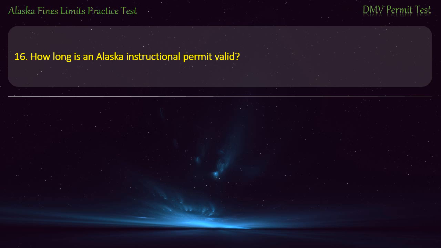Question 16. How long is an Alaska instructional permit valid? 2 years. 9 months. 4 years. 6 months. Answer. 2 years.